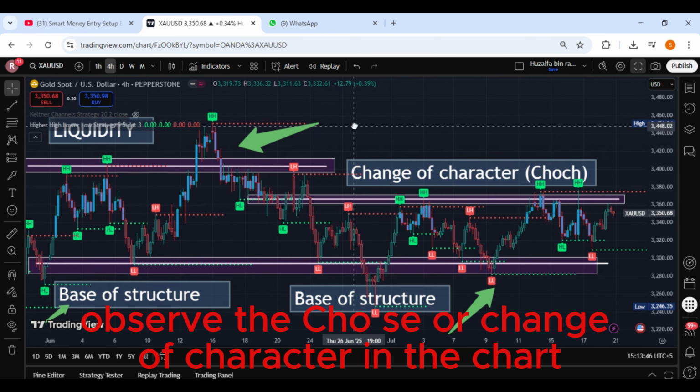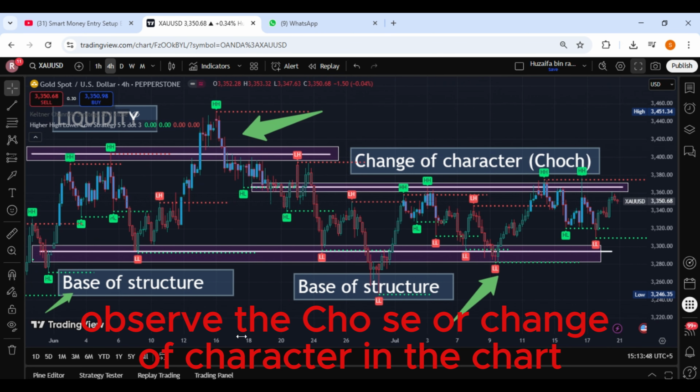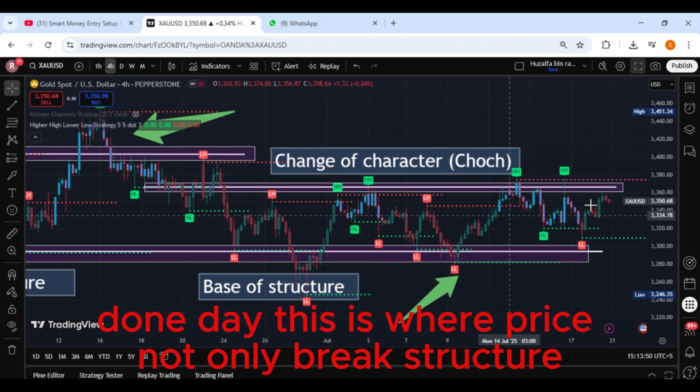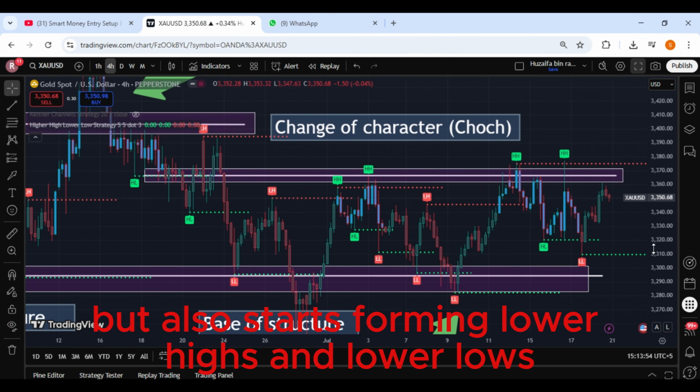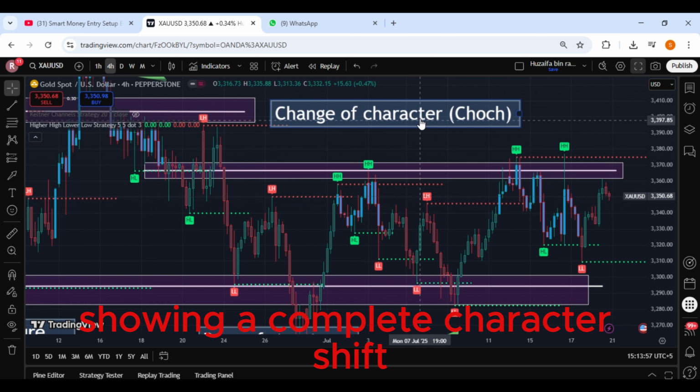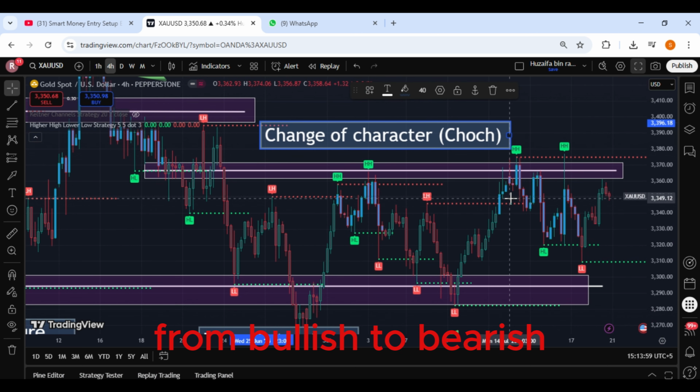Next, observe the CHoCH or change of character in the chart. This is where price not only breaks structure, but also starts forming lower highs and lower lows, showing a complete character shift from bullish to bearish.